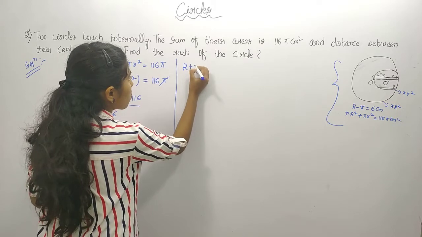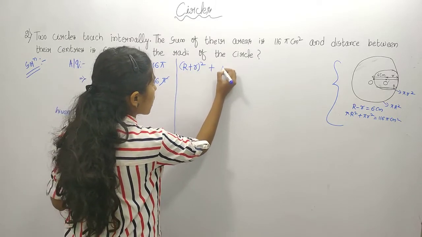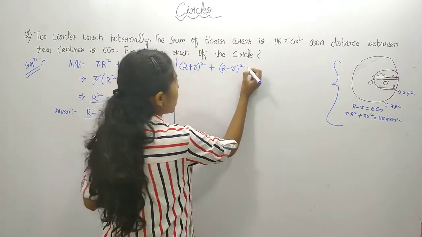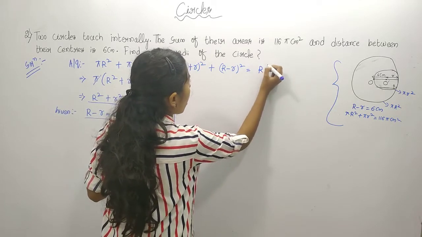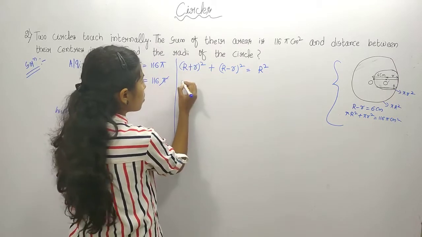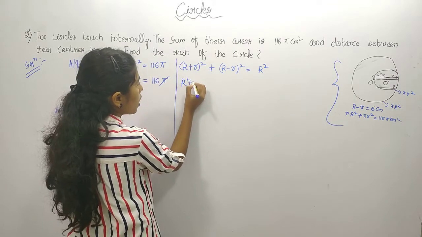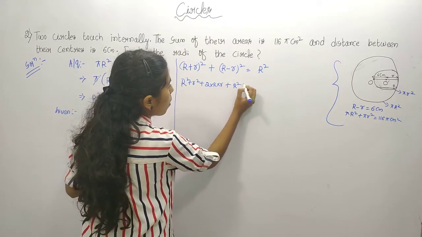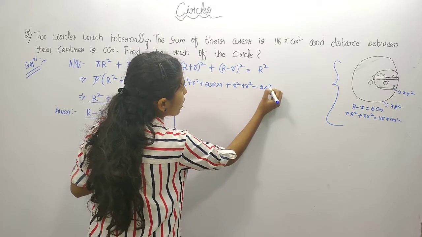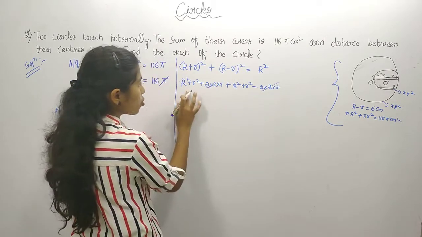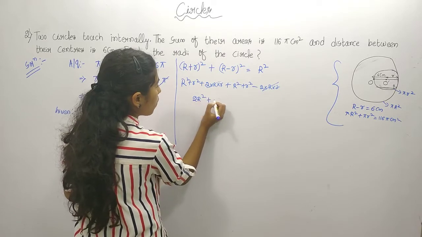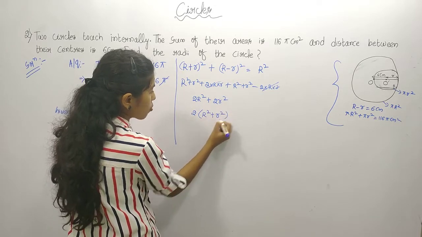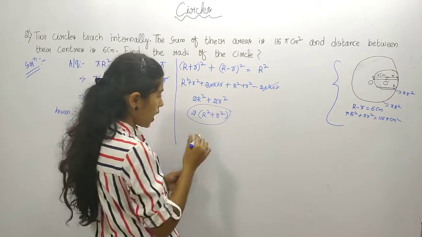You see this one, R plus r whole square plus R minus r whole square, which is a plus b whole square plus a minus b whole square equals, a square plus b square plus 2ab plus a square plus b square minus 2ab. I am proving this one by opening it. So these two will cancel each other. So what you got? 2a square plus 2b square. So you can take 2 as common: a square plus b square. So the final result you got is this.